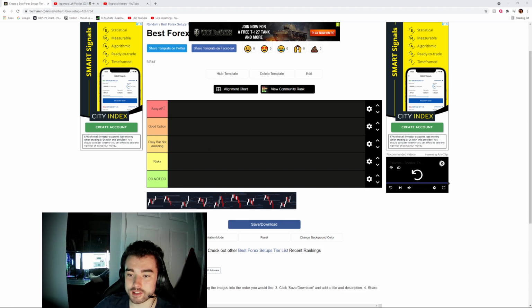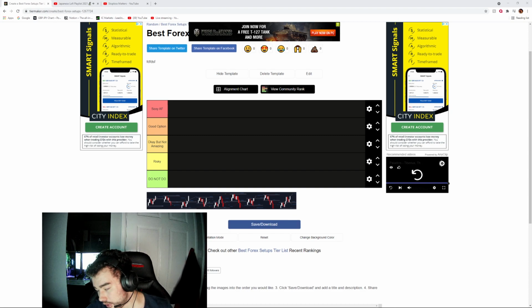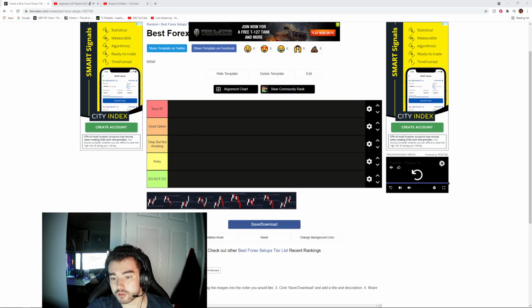So it goes from sexy as fuck to do not do. Okay, and this is the ranks for set plays that come in the markets and which ones you should probably take and which ones you shouldn't. And I've got them down here. You probably can't really see them, so I'm gonna add a bit of a blow up of them.